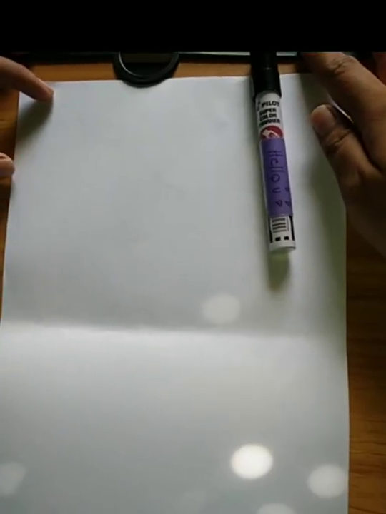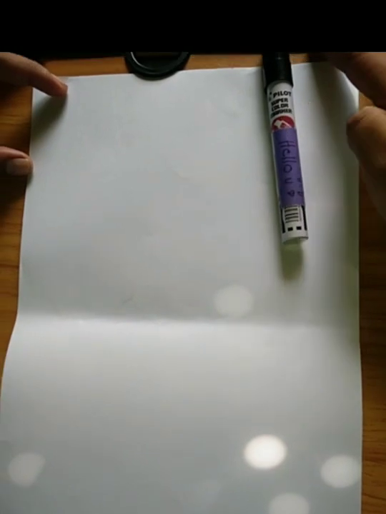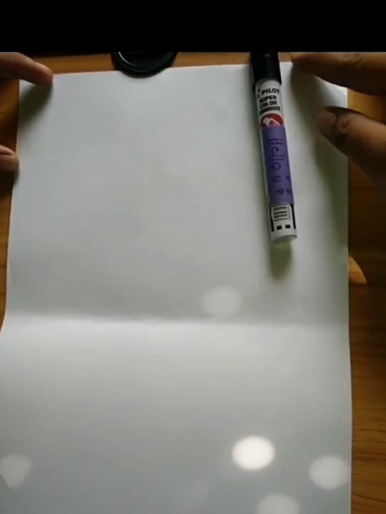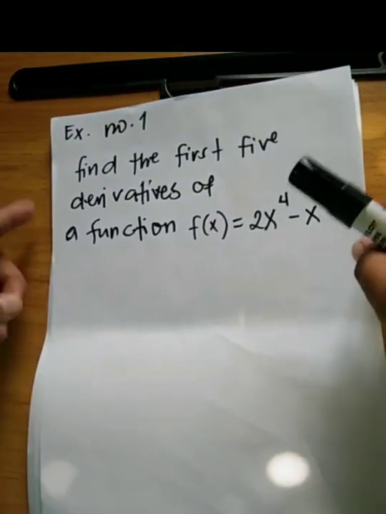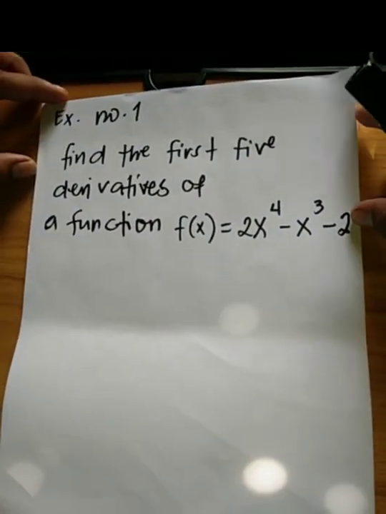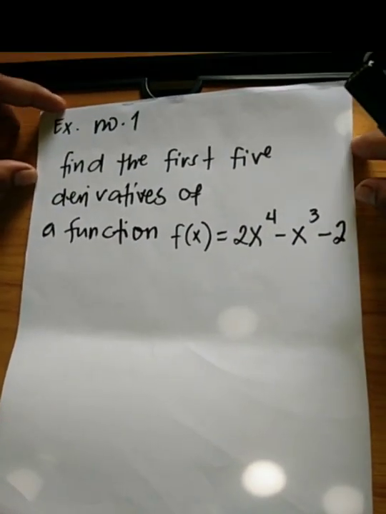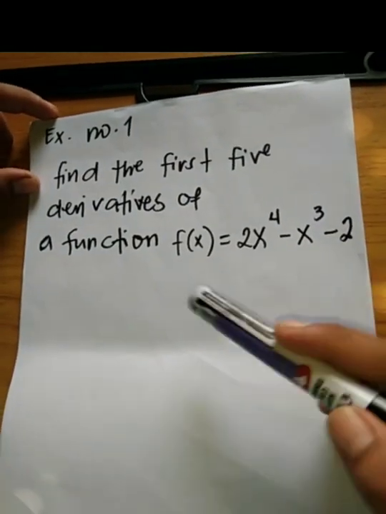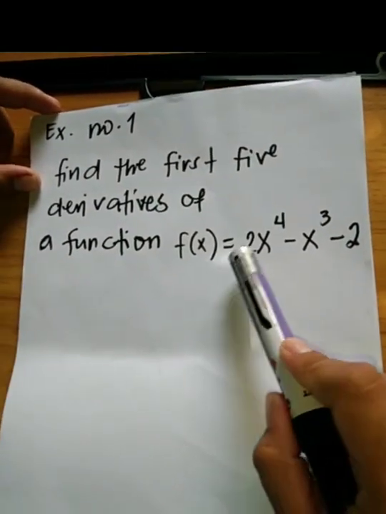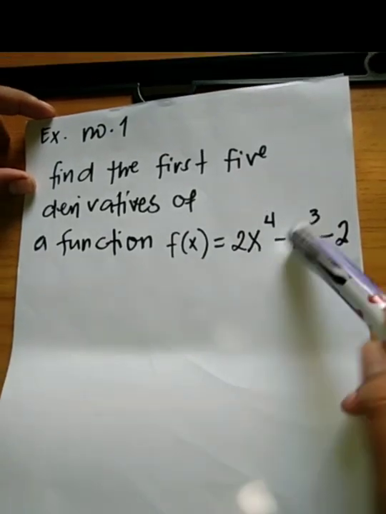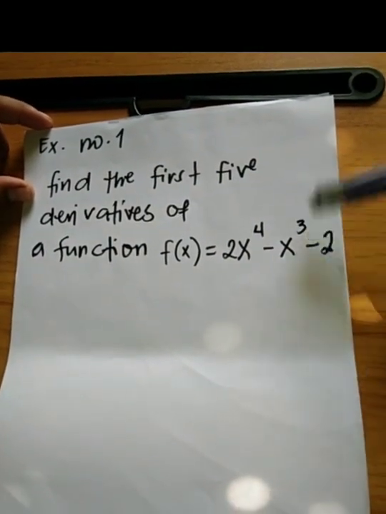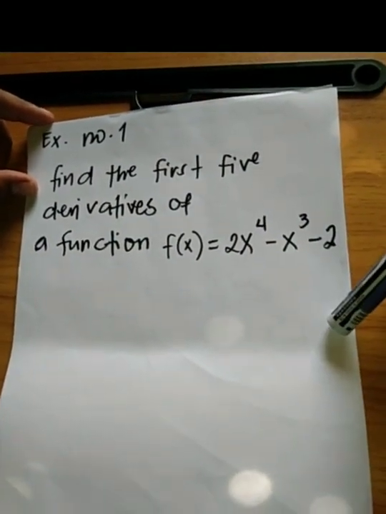Good day! In this video, we are going to talk about how to get higher order derivatives. I'm going to give examples on how to get higher order derivatives. This is example number 1. Find the first 5 derivatives of a function f of x equals 2x raised to the power of 4 minus x cubed minus 2.